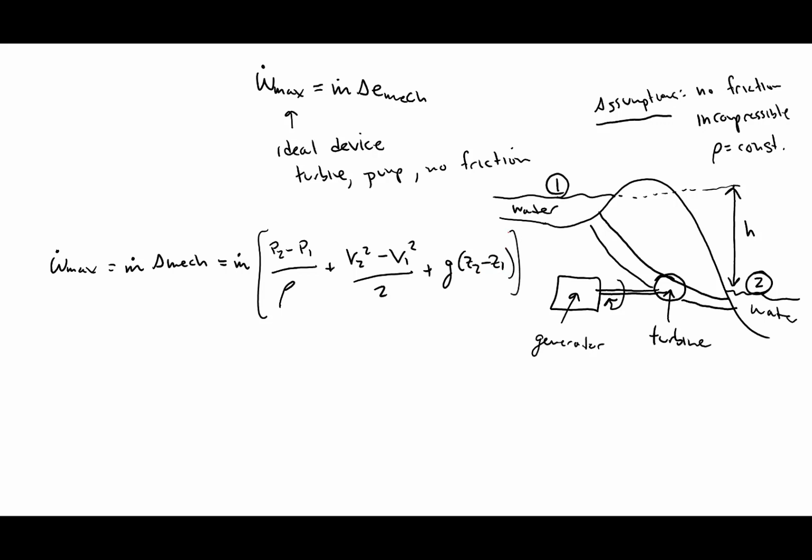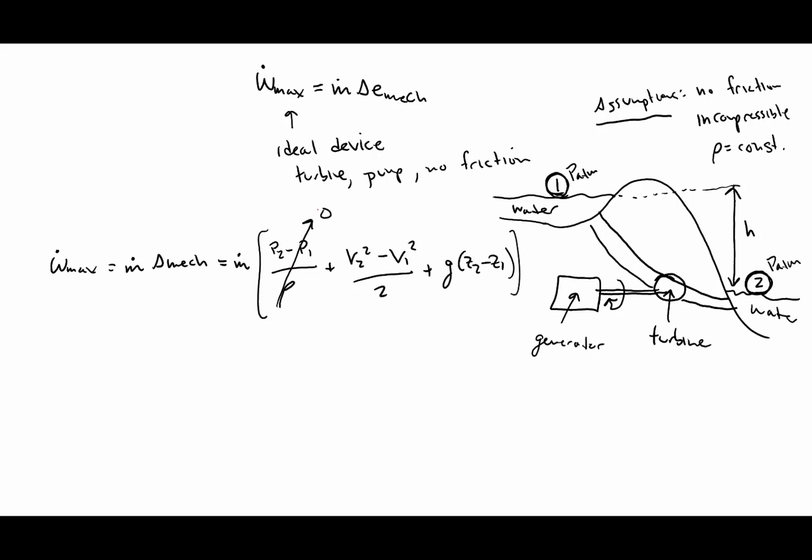Now let's look at this equation. We have our reference points. First let's look at the pressures. P1 right here is atmospheric, and P2 right here is also atmospheric. So that means that P2 minus P1 is 0. So we can say this term is 0.